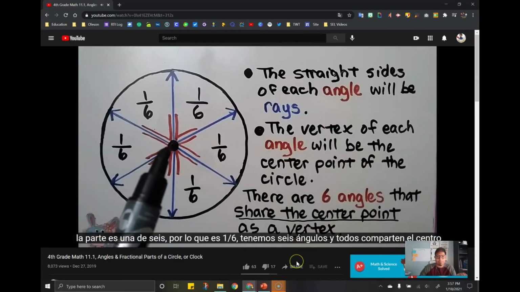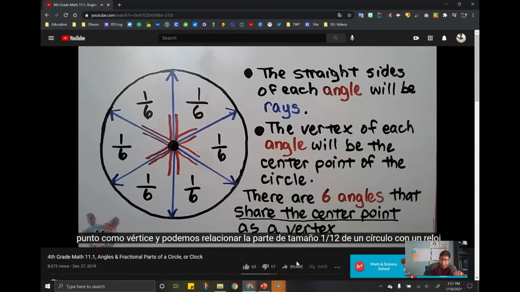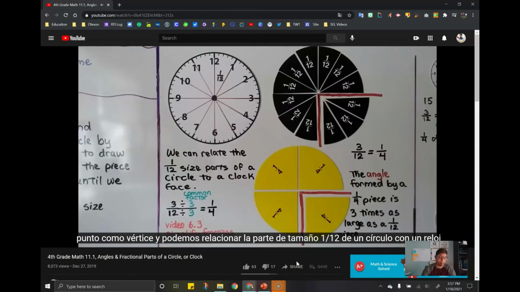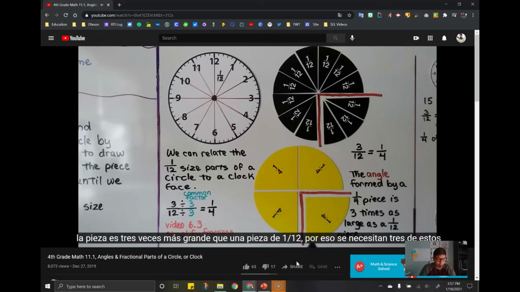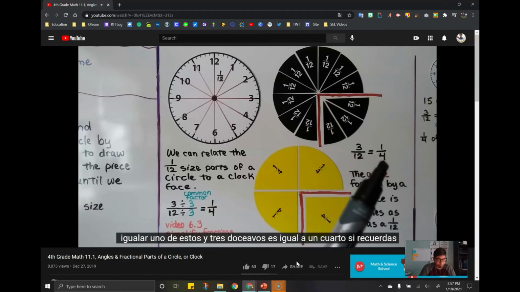And they all share the center point as a vertex. And we can relate the 1/12 size part of a circle to a clock face. 3/12 is equal to 1/4. And the angle formed by a 1/4 piece is 3 times as large as a 1/12 piece. That's why it takes 3 of these to equal one of these. And 3/12 is equal to 1/4.